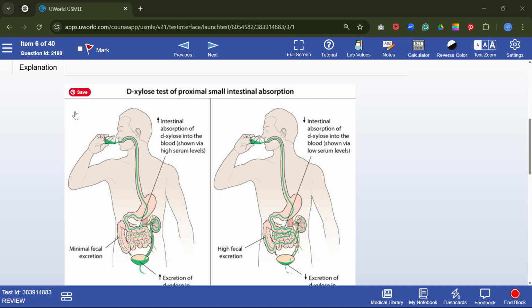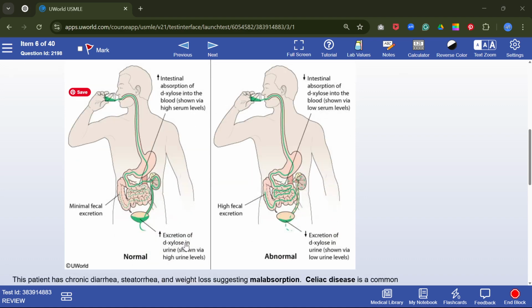Think about intestinal pathology. This is the D-xylose test of proximal small intestinal absorption. If somebody has increased intestinal absorption of D-xylose into the blood, it is shown via a high serum level. There is minimal fecal excretion and increased excretion of D-xylose in urine, shown via a high urine level. So this is a normal D-xylose test: minimal fecal excretion, high urinary excretion. But in an abnormal D-xylose test, there is decreased intestinal absorption of D-xylose into the blood, a high fecal excretion and low excretion of D-xylose in urine.